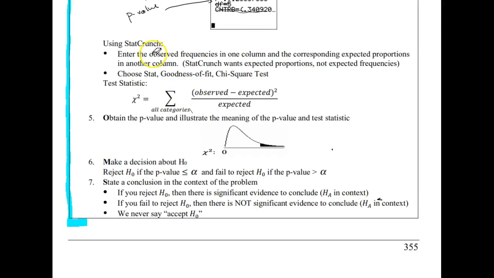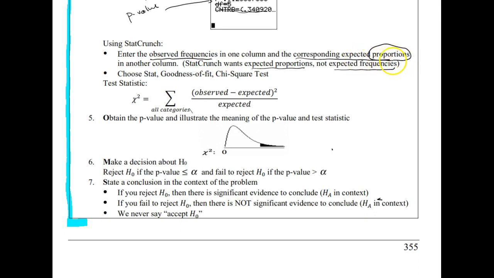Now, using StatCrunch, we would enter the observed frequencies in one column and the corresponding expected proportions in another column. So StatCrunch wants the expected proportions, not the expected frequencies. The two lists in the calculator are observed frequencies and expected frequencies. The two columns in StatCrunch are observed frequencies and expected proportions.